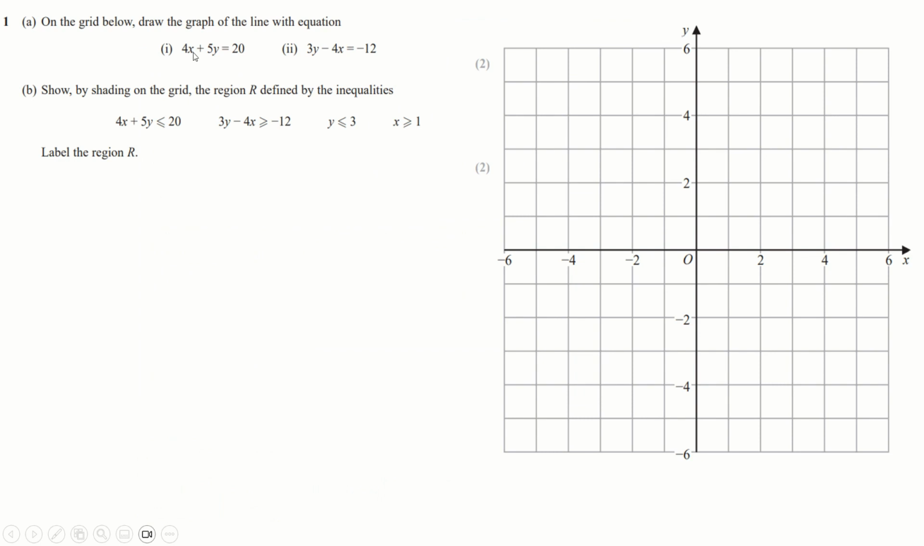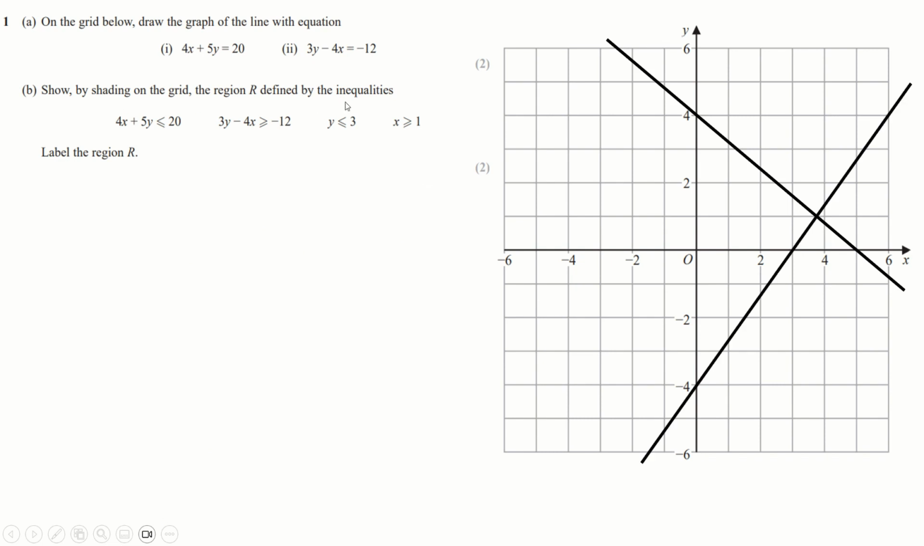Let's just do it. So we're drawing lines here. When x is 0, y becomes 4 if you solve this, so this goes through (0, 4). And when y is 0, x is 5, so it goes through (5, 0), and you get the line like this. Likewise, you can do the same thing here. You get your 2 points on the axis, and it looks a bit like this.